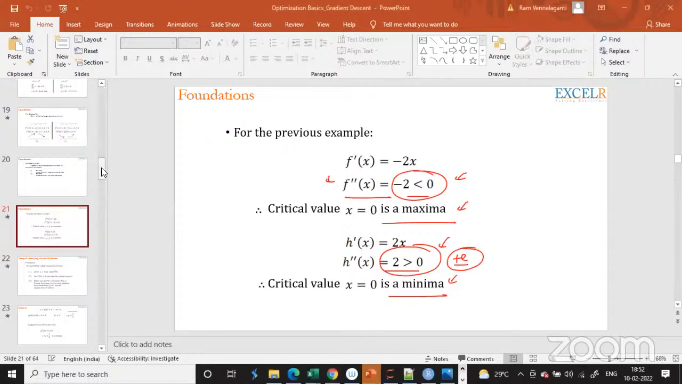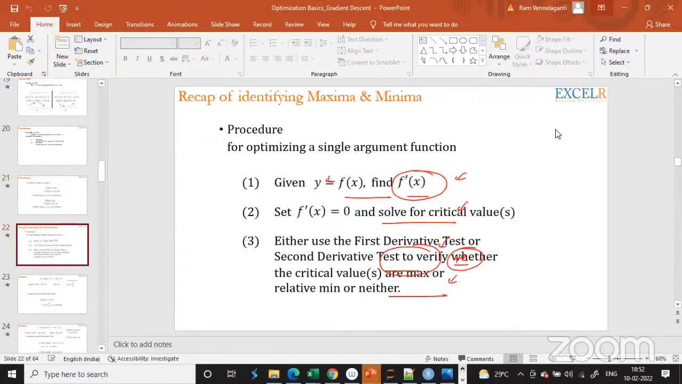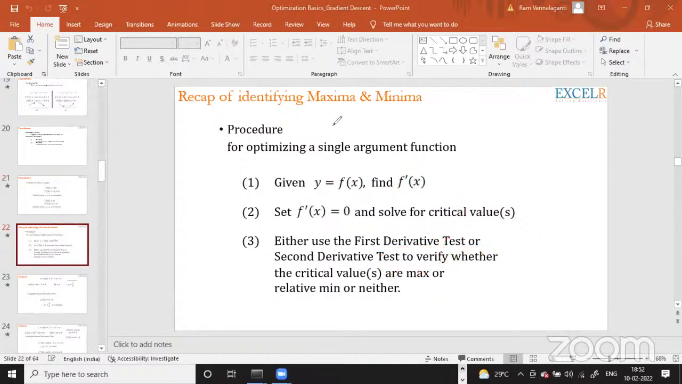Now, to summarize all our calculations, what we have done. So first, you have the equation of your curve. Then you try to find the first differential of that equation equal to 0, and you can solve for your critical points or critical values.